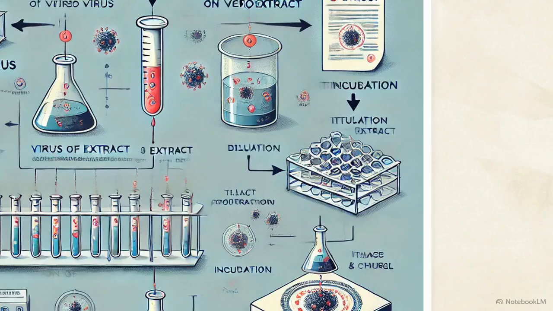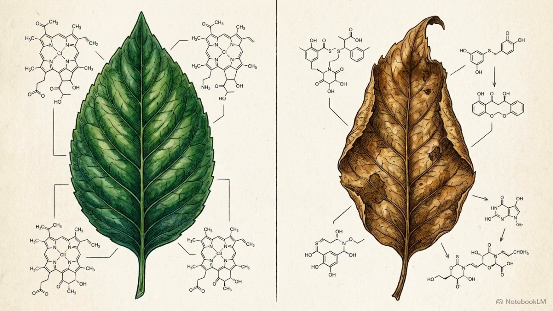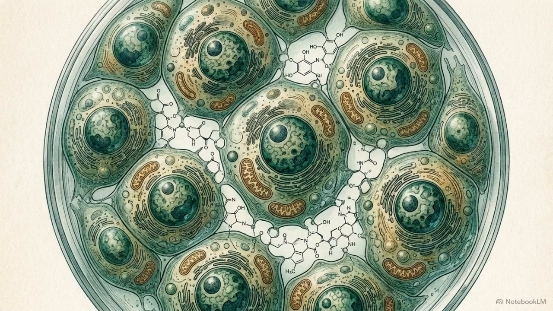Following the incubation, we reach step 3. We must immediately perform a series of high dilutions on the virus extract mixture. This prevents a common laboratory trap. Many natural plant extracts, while highly effective against viruses, can also be toxic to the delicate laboratory cell cultures we use to read our results.